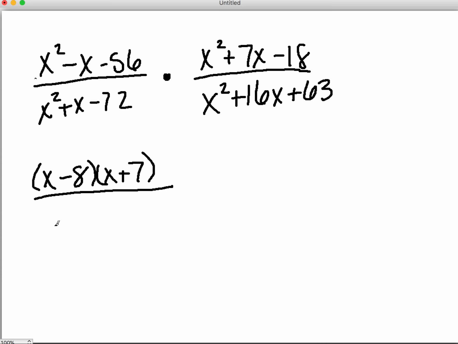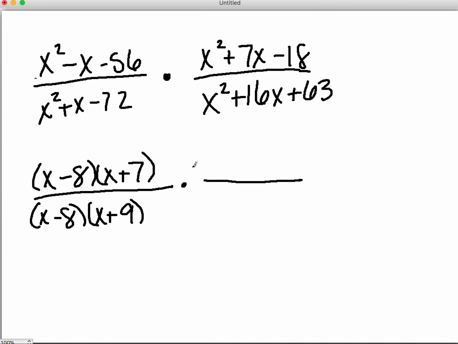So that would be negative 8 and positive 7. So I will get x minus 8 and x plus 7. Then I'm going to think about what are the factors of 72 that add to give me a positive x. It's a negative 72, so I know one is negative, one is positive, and that's going to be x minus 8 times x plus 9. So we can already see we're going to have the cancellation that's going to simplify this.